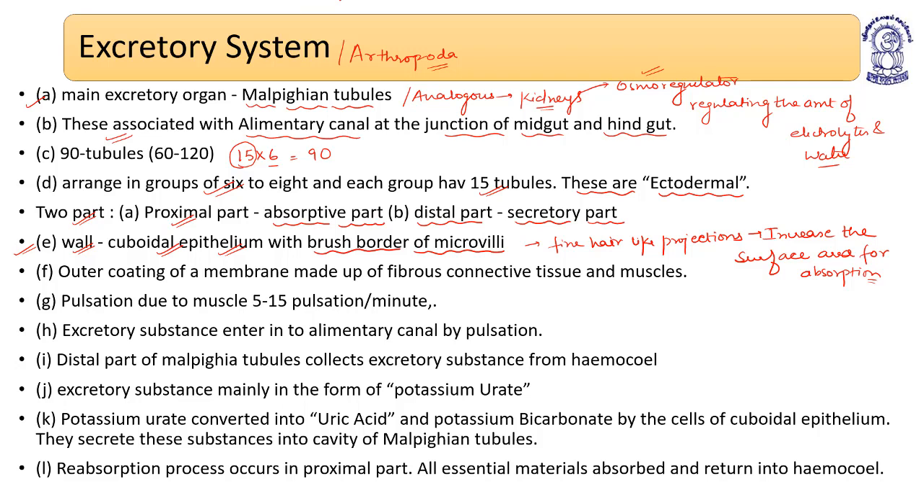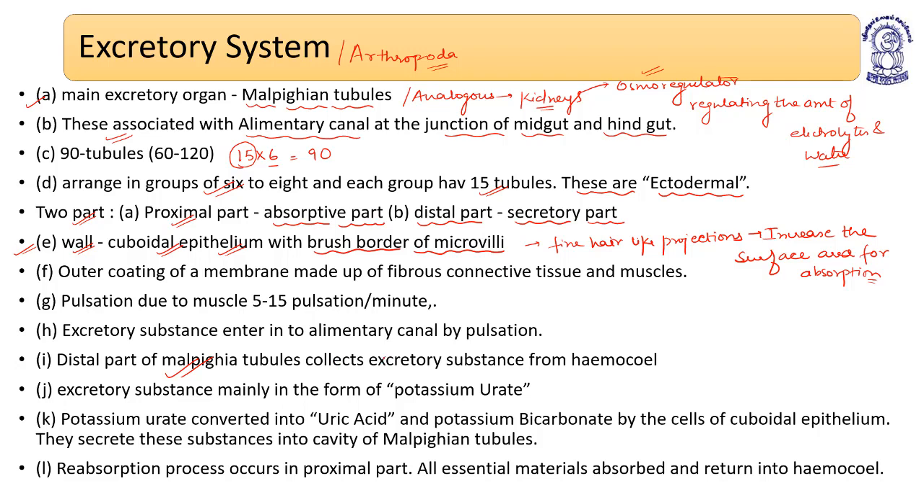The distal part of the Malpighian tubules collects excretory substance from the hemocoel; the proximal part is absorptive in function, and the distal part is secretory in function. So the hemocoel delivers the excretory substance, and it is collected by the distal part of the Malpighian tubules.